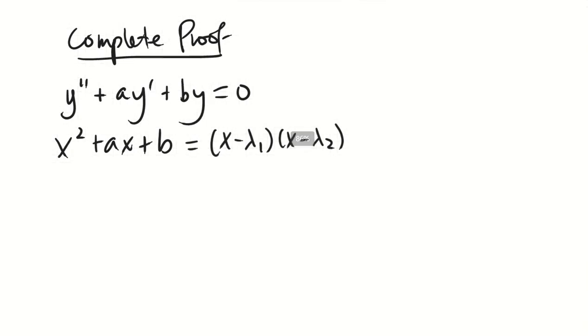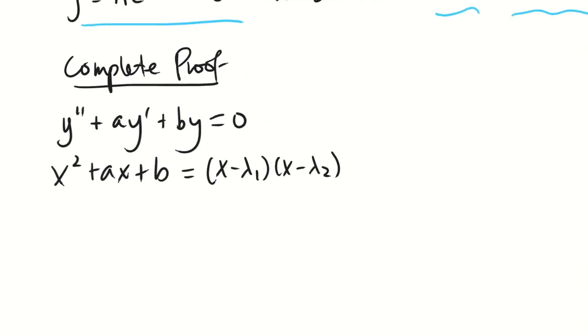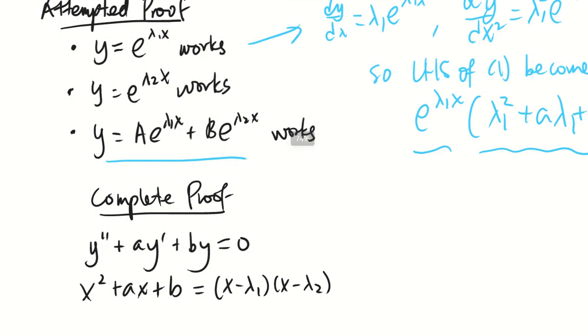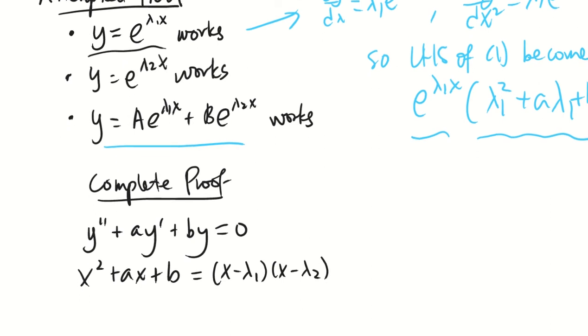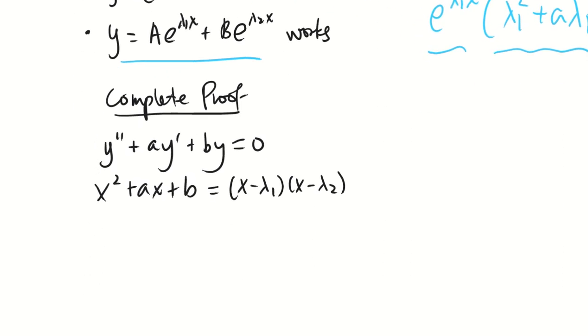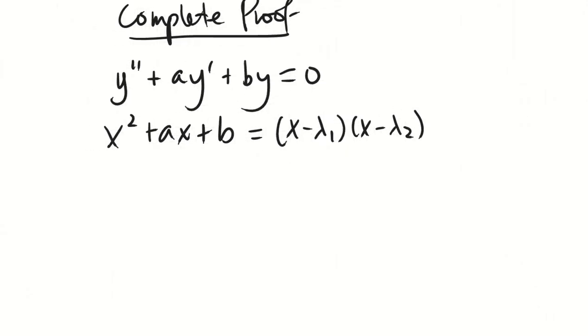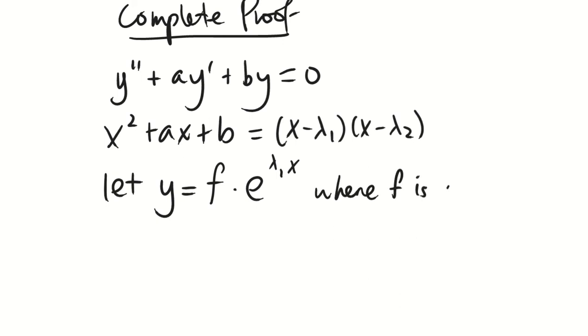First of all, the motivation comes from this false proof that we've talked about previously. We know that y equals e to the lambda 1 x works. So instead of assuming that's the y we want, we do this: let y be, let's say, f times e to the lambda 1 x, where f is a function of x.